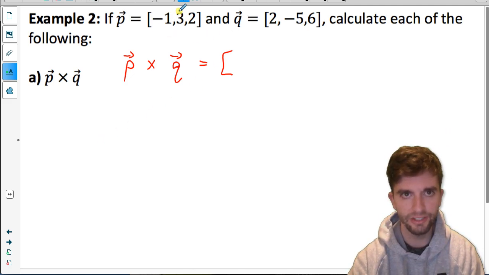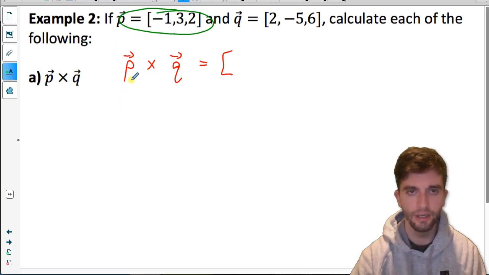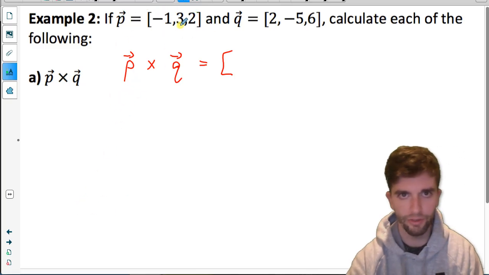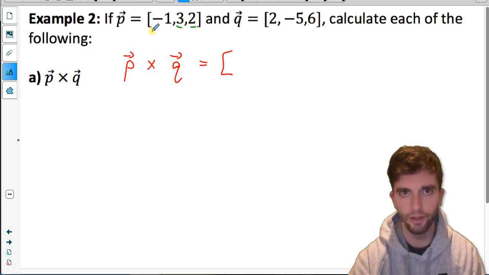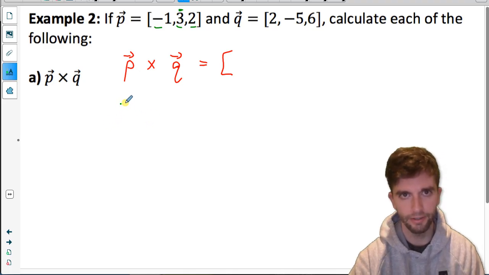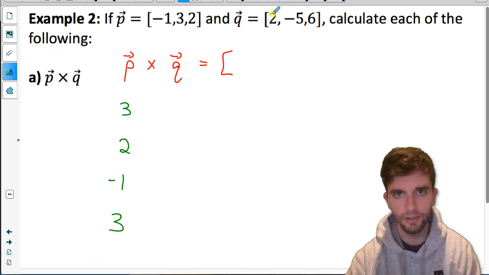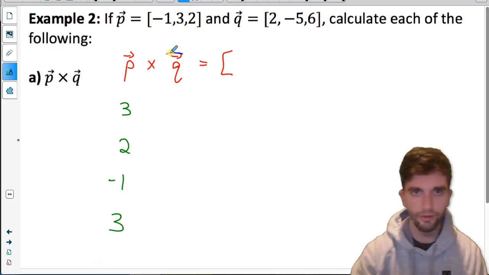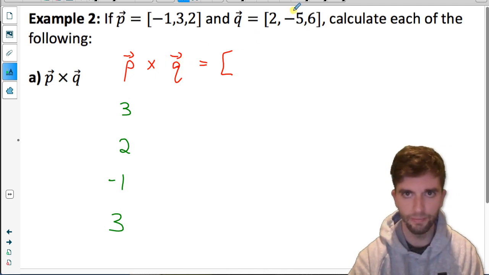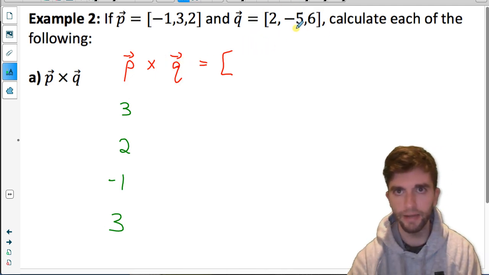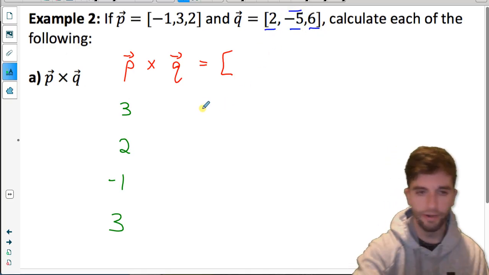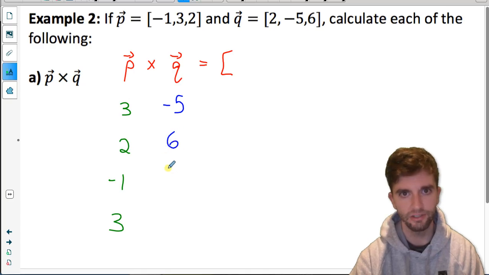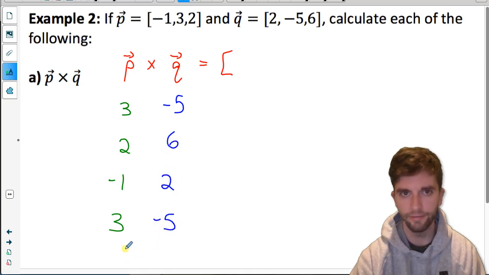I'm going to start by listing the components of vector p underneath it, following the pattern where I always do the second component, then the third component, then the first component, and then write the second component again. So it would look like 3, 2, -1, 3. Now let me look at vector q. Underneath vector q, I'm going to list the components as well, following the same pattern: second component, third component, first component, and then second component again. So -5, 6, 2, -5.